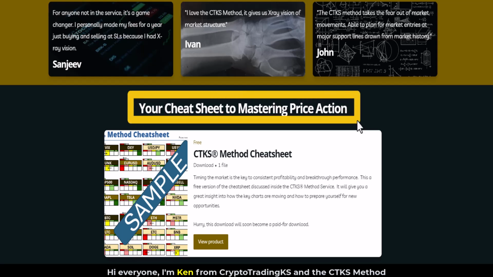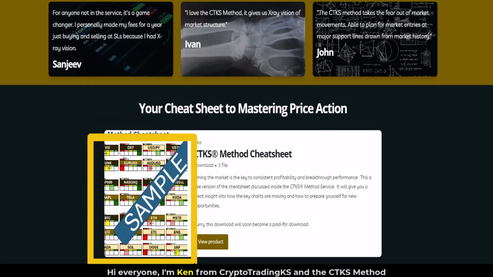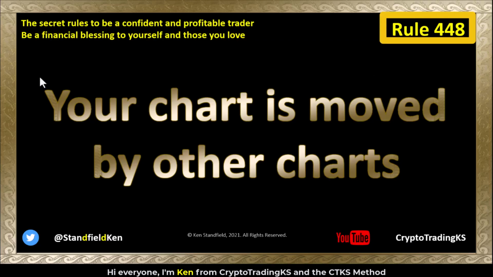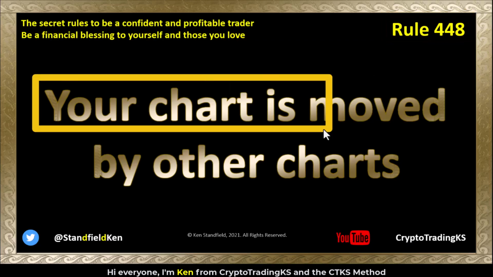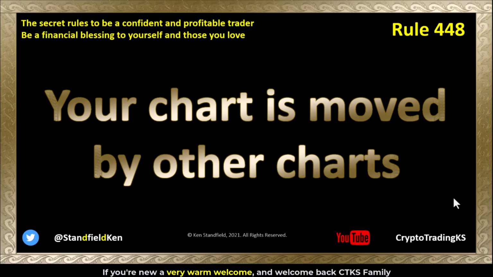Markets can often be really confusing. That's why we use the cheat sheet. Row 1 to row 7 gives us a really good idea of what's happening inside the markets. The reason that we look at the cheat sheet is because the chart that you put money into is moved by other charts, and the cheat sheet covers those key charts that you need to look at. Let's go for it, and let's run the numbers.